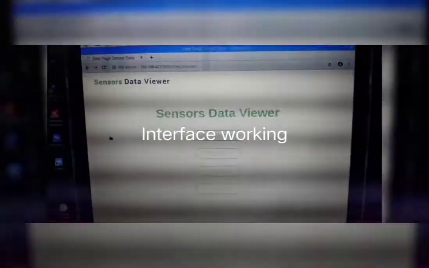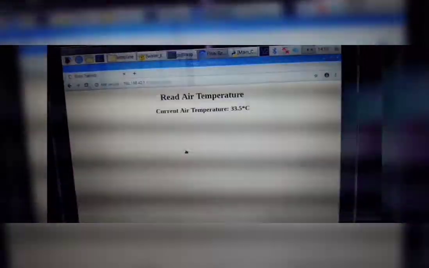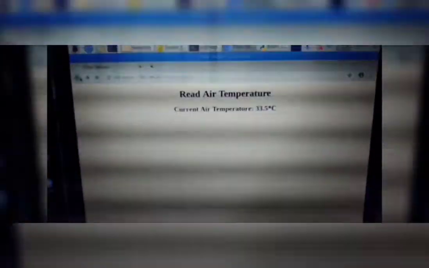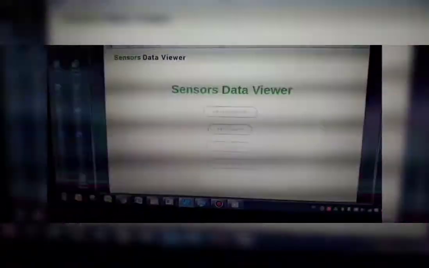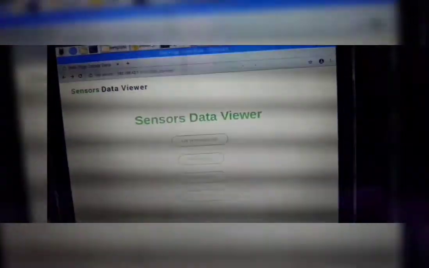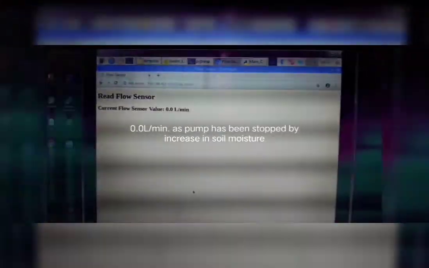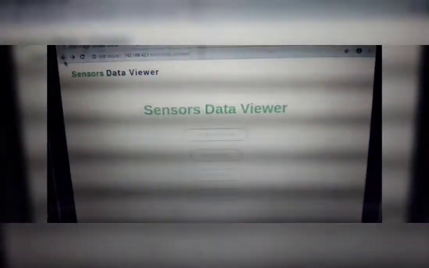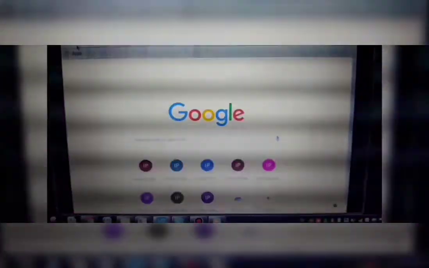Now the interface working with the project demonstration. Current air temperature by the DHT sensor, now 35.7. Then humidity, soil humidity, and flow sensor. The flow sensor is at 0 liters because the moisture is high, and it turns on when the moisture is again low.